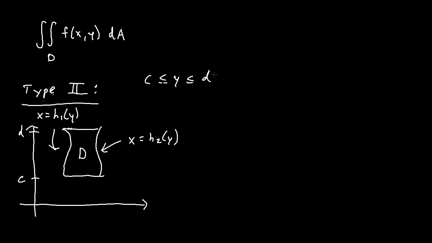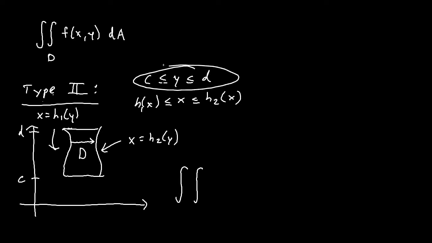But this time, not the y, but the x bounds range from the left function to the right function. So I can say the x bounds range from h1 of y to h2 of y. If I were to rewrite this as an iterated integral, I can rewrite it as a double integral. Since the y bounds are constants, c and d, I'm going to put that on the outside integral. And since the x bounds are variables, that is going to go on the inner integral.